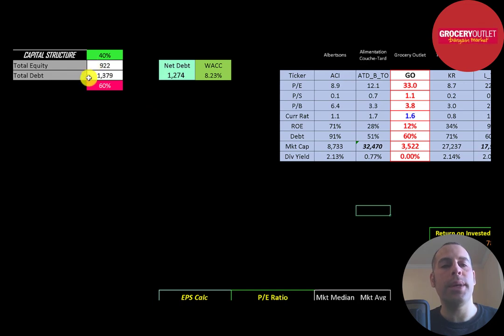Let's look at the capital structure. $900 million of equity, $1.4 billion of debt. They have 40% equity, 60% debt. And their net debt is $1.3 billion. Their WACC is 8.2%. And that's the discount rate we're going to apply to the future cash flows.